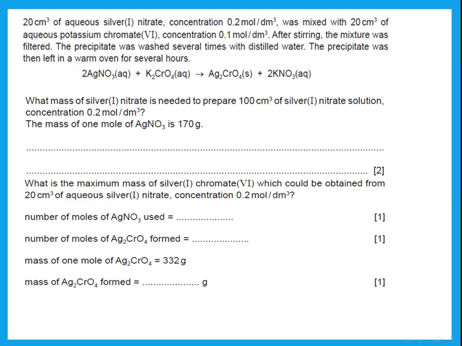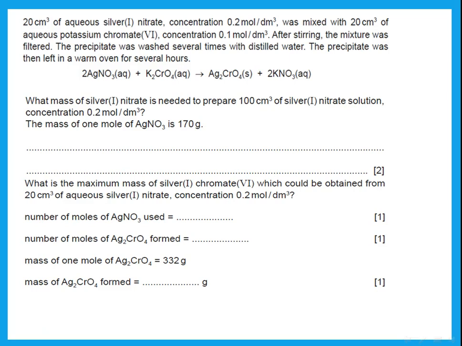Okay, 20 cm³ of aqueous silver nitrate, concentration this, was mixed with 20 cm³ of aqueous potassium chromate, concentration this. After stirring, the mixture was filtered. The precipitate was washed several times with distilled water. The precipitate was then left in a warm oven for several hours. And the first question says, what mass of silver nitrate is needed to prepare 100 cm³ of silver nitrate, concentration this? So if I have 100 cm³ of silver nitrate with this concentration, what would be the mass?